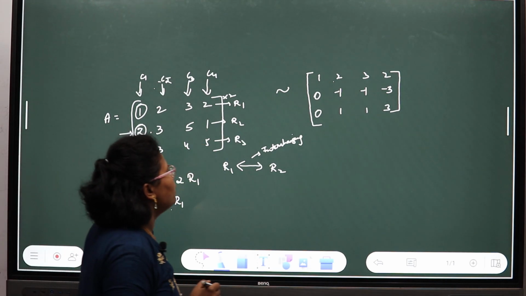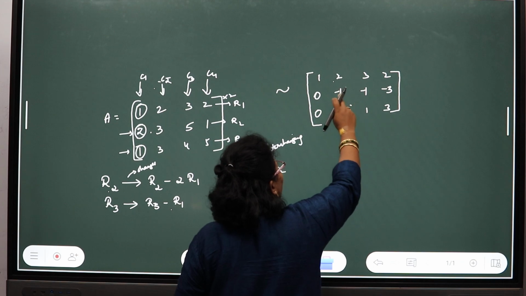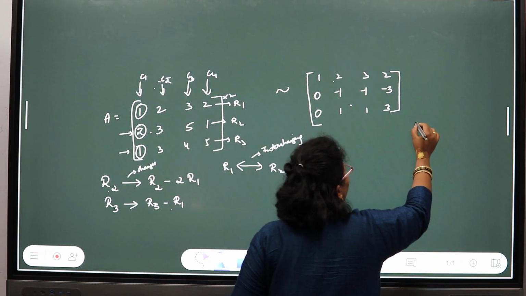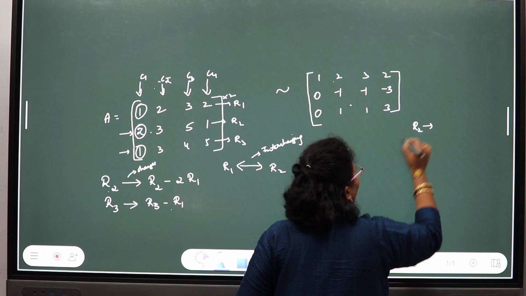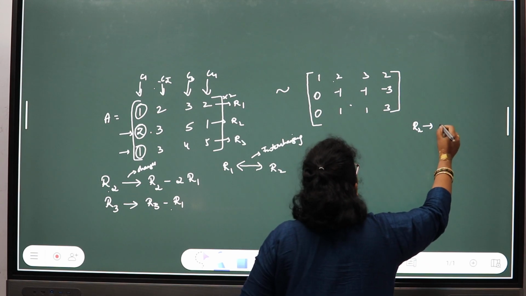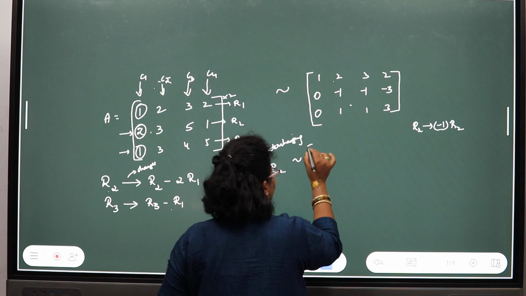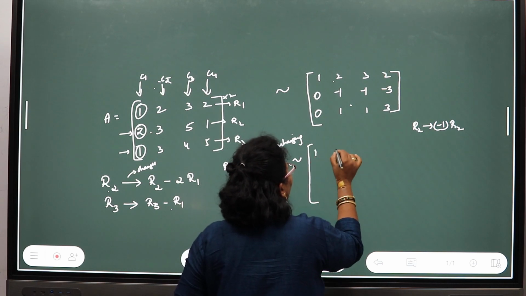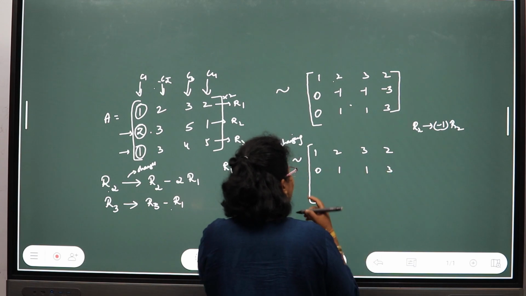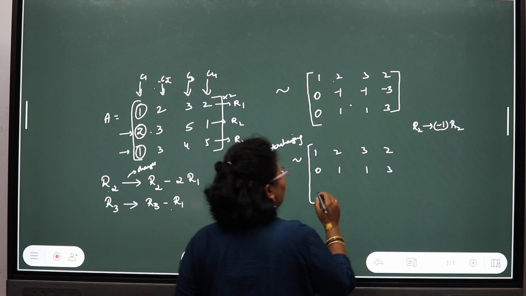Understood? Next. What I am going to do here, I should make it as 1. See, observe here, it is already minus 1. So I will multiply to make it positive, that is it. I multiply with minus 1. So minus 1 into R2. How does it change? It changes as 1, 2, 3, 2, 0, 1, 1, 3. Because I am multiplying R2 entirely with minus 1. That is it.